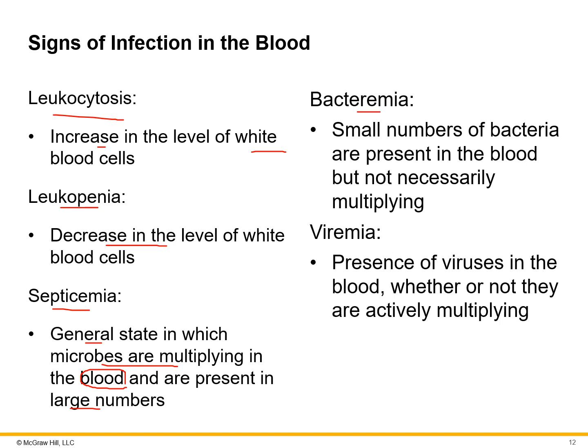Bacteremia is when there are small numbers of bacteria in the blood. They may not be multiplying, but they're present. So again, kind of the initial bacteremia. Viremia is whenever there are some viruses in the blood, but again, not quite actively multiplying, but they are present. But then septicemia is whenever they're actually multiplying and in large numbers.